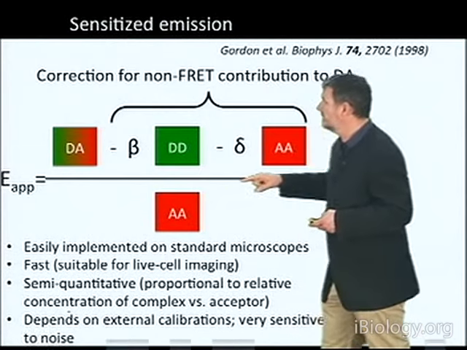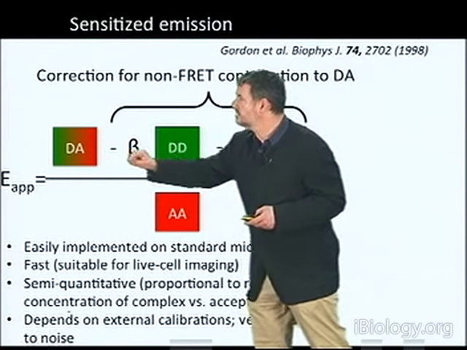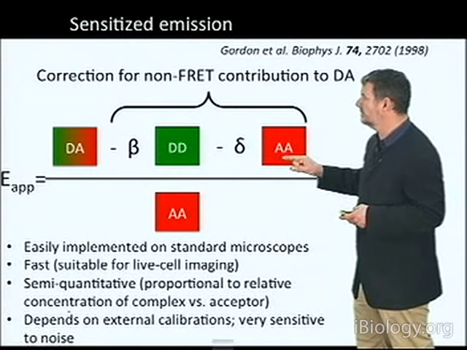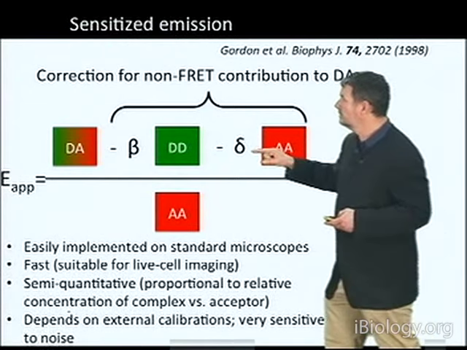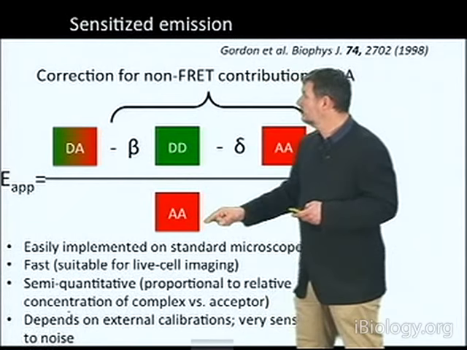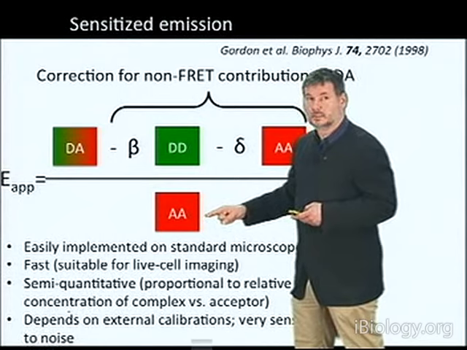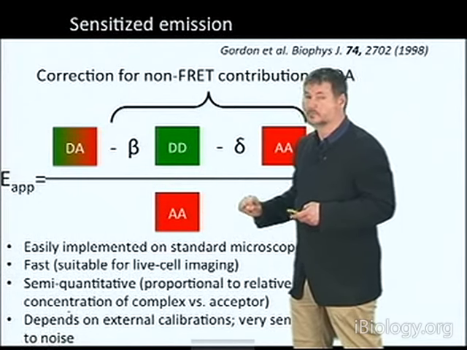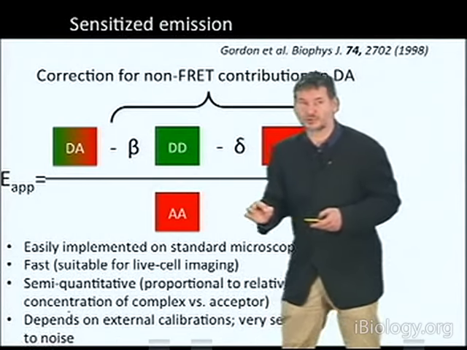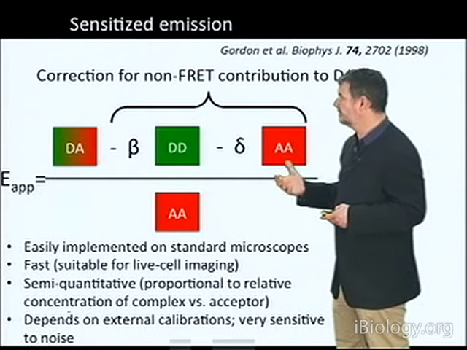So we have, basically, we take three images. We take the donor excitation, acceptor emission, donor excitation, donor emission, acceptor excitation, acceptor emission. And then, in a separate experiment, we determine these two scalar factors. When we divide this by the acceptor intensity, so exciting the acceptor and acceptor emission, we get a measure of the apparent efficiency that is proportional to the real efficiency and the fraction of interacting molecules.